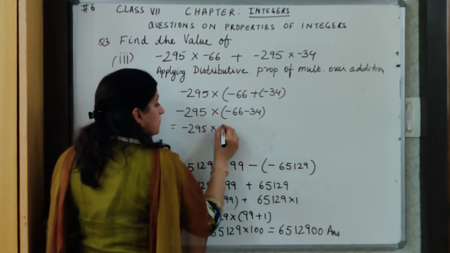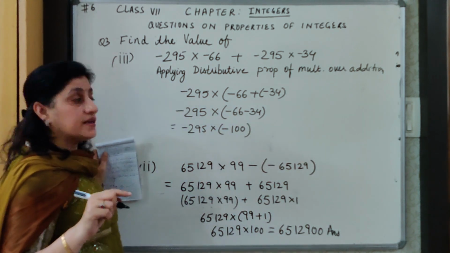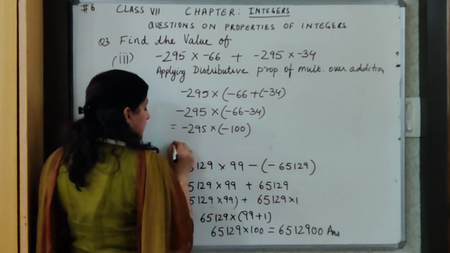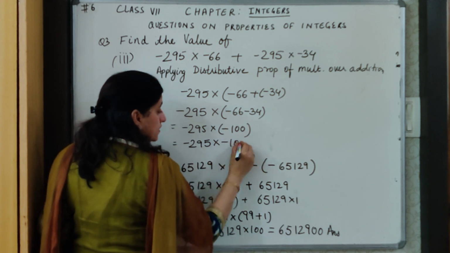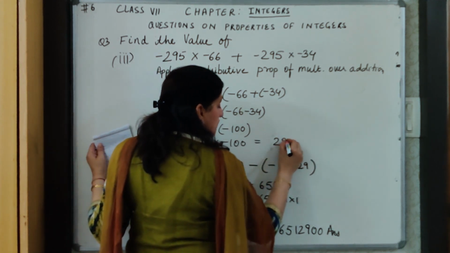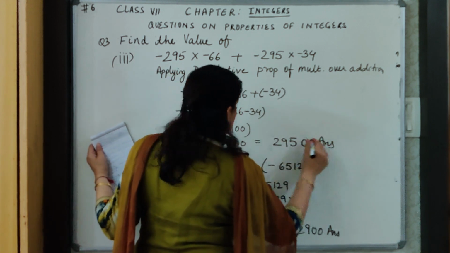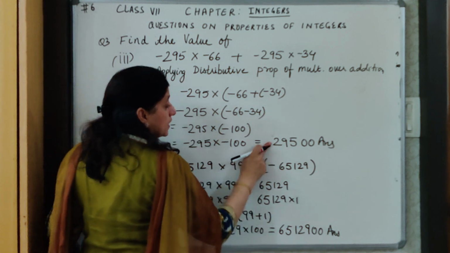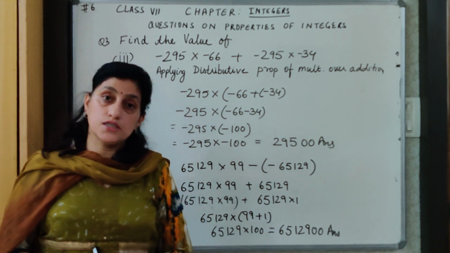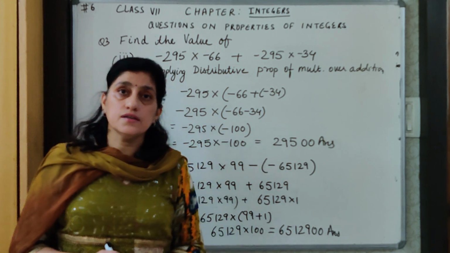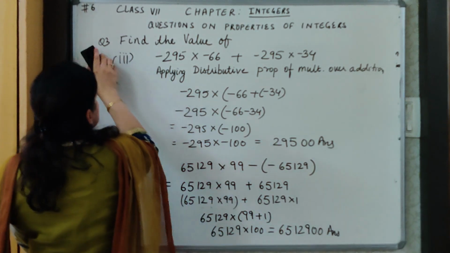So this will become 100 and the sign will also remain minus because both are negative integers. So finally we get minus 295 into minus 100, which will give me 295, 2 times 0 as the answer, and minus into minus will be plus. So the answer becomes 29500.